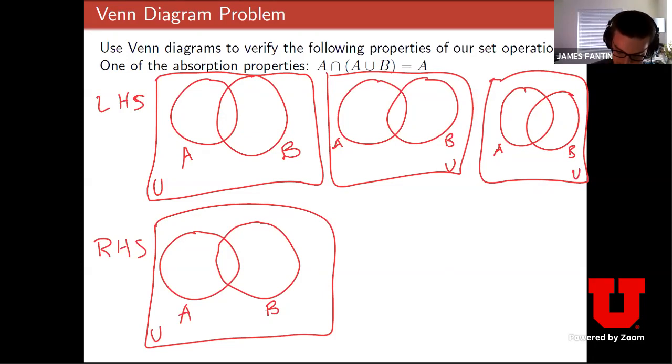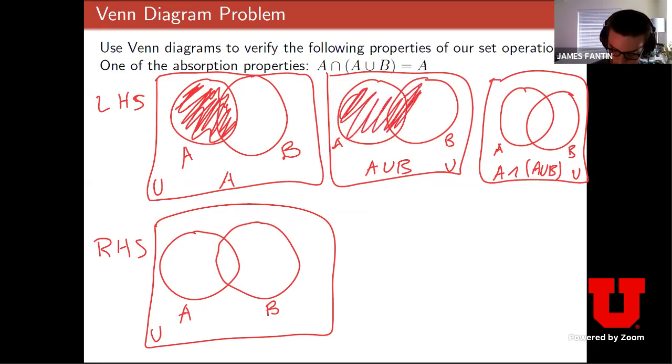So first, we'll look at A, then we'll look at A union B, and then we'll look at A intersected with A union B. When we look at A, we'd have this shaded region that represents the set A. When we're looking at A union B, we're shading in all of these values here. And then A intersected with A union B is all the values that are in both A and A union B, all the areas shaded in. And so that's this region, shared by both A and A union B.